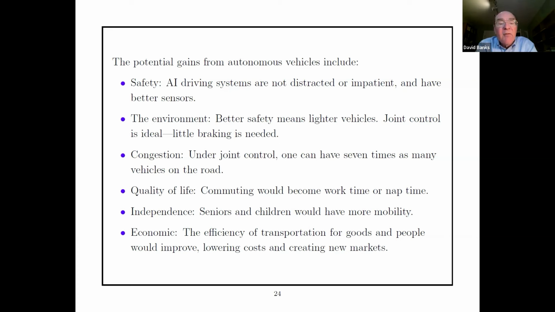In terms of quality of life, AVs would be tremendous. Your commute time would be time to work or time to take a nap or time to read a book. Independence would matter a lot. Seniors move into assisted living facilities and surrender their independence when they're no longer able to drive to the grocery store and back home. And similarly, children could be dropped off at school by an AV. And the economic efficiency of moving goods and people would improve. That's going to lower costs and create new economic markets.